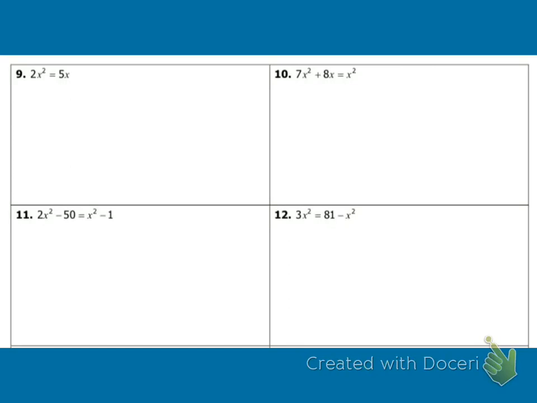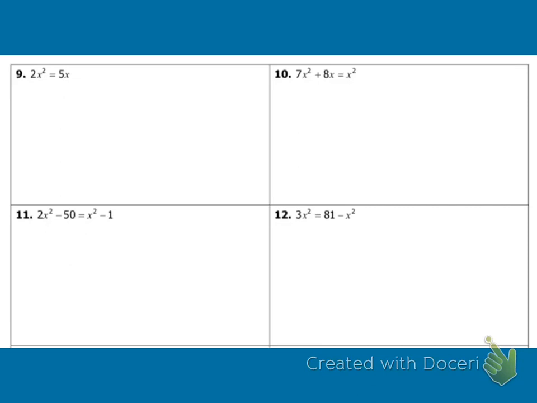Okay, so each of the examples we've done thus far has bypassed that first step, which was to get everything on one side and 0 on the other. So we haven't had to do that yet. So this next segment of the notes is going to involve us having to do just that.